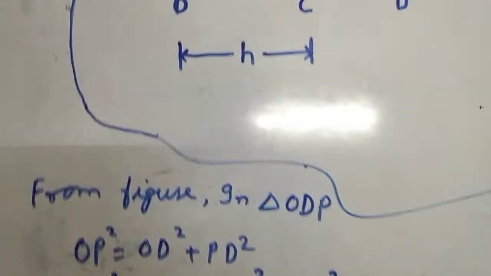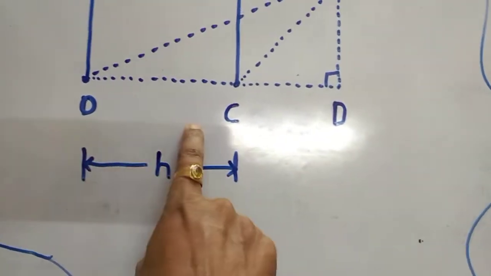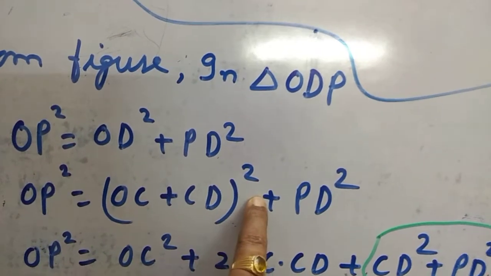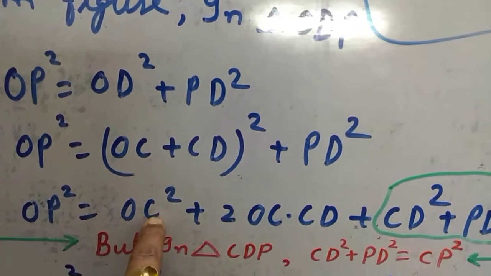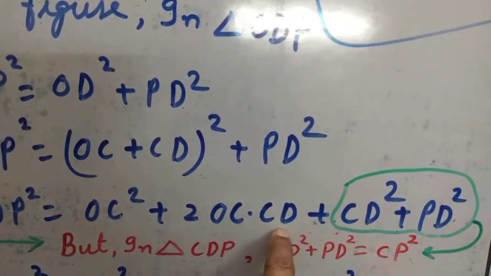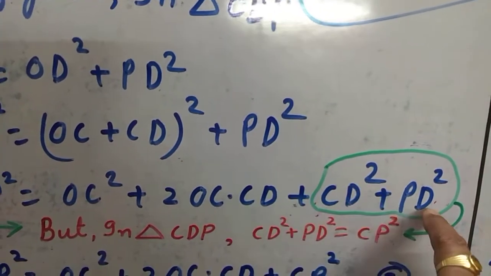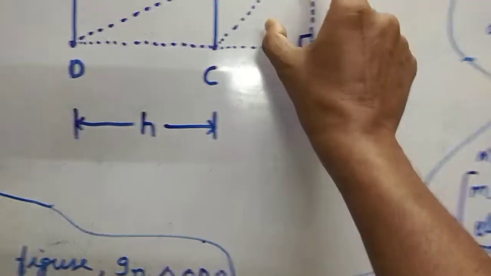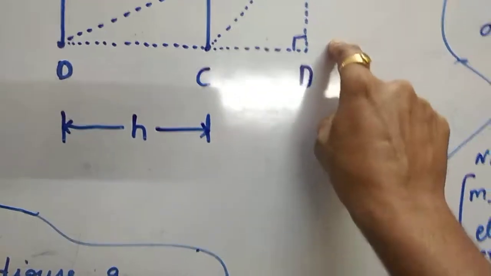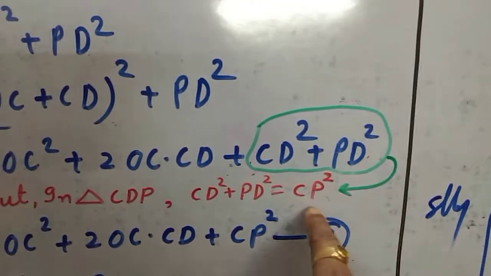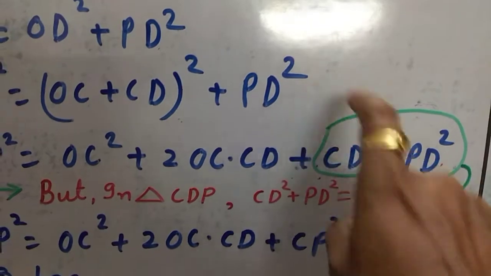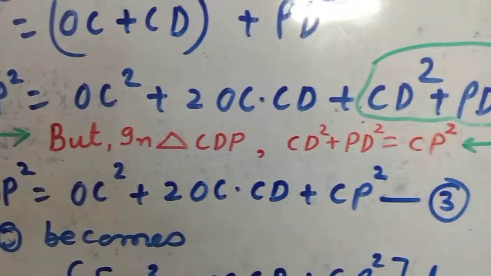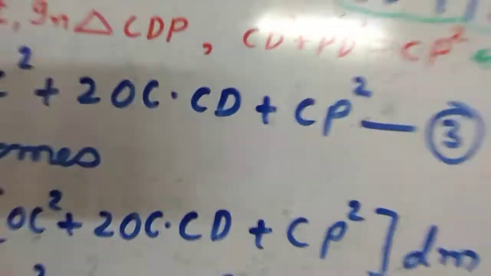Therefore, OD can be replaced by OC plus CD. So in place of OD, we can write OC plus CD whole square. After squaring, its value becomes OC square plus 2 times OC dot CD plus CD square, and the remaining term is PD square. But in triangle CDP, CP square is equal to CD square plus PD square. So CD square plus PD square is replaced by CP square. Therefore, this formula becomes OP square is equal to OC square plus 2 times OC dot CD plus CP square. This is equation number 3.